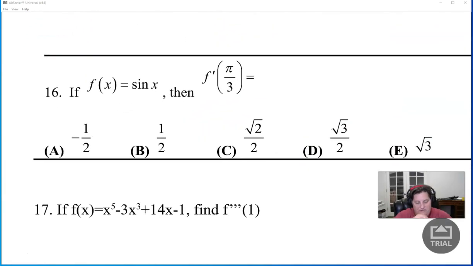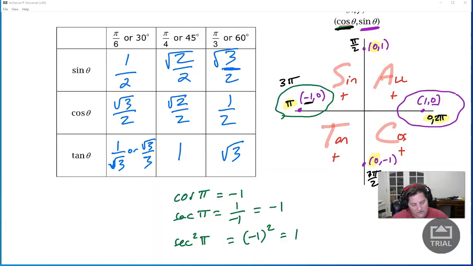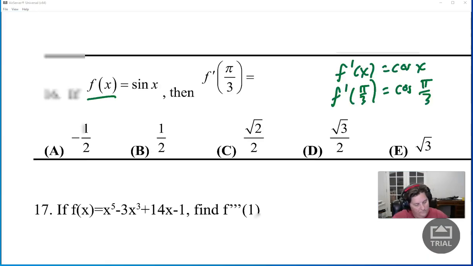Okay, for number 16, we're definitely going to be using our trig chart for this. All right. If f of x is sine x, let's first do f prime of x. Well, derivative of sine is cosine. There's no weird chain rule, product rule, or anything there. But now I need to plug in pi over 3. So I just need to know what cosine of pi over 3 is. Guys, if you have your chart, so easy. I just go and I look for cosine of pi over 3, and I get 1/2. Okay? So this is going to be 1/2.